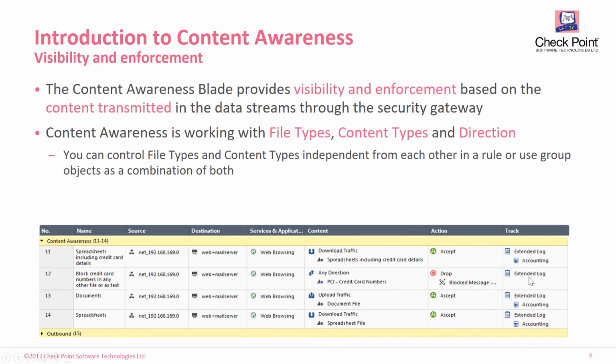And we have extended logging turned on so that when these are blocked, we can see which content it is. So remember when you're using content awareness that you're talking about file types, like spreadsheet files and document files, and content types, like credit card details and PCI credit card numbers. There's a slide here where we're going to go over the default content types and what those are, and then direction. Even when we have any direction, we're dealing with a direction, and then we have download traffic, upload or download. So that's content awareness in a nutshell, and how you can set rules for it.